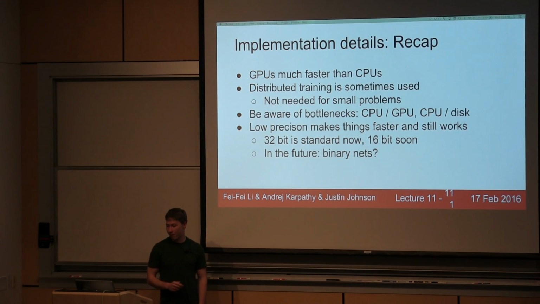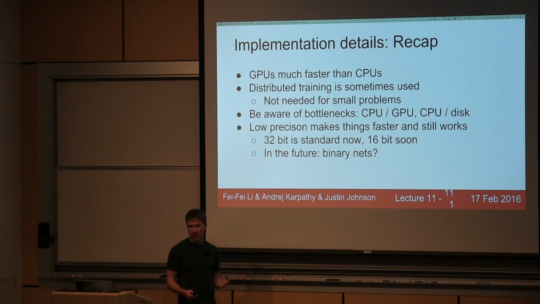So the recap from implementation details is that overall GPUs are much, much faster than CPUs. Sometimes people use distributed training. Distributing over multiple GPUs in one system is pretty common. If you're Google and using TensorFlow, then distributing over multiple nodes is maybe more common. Be aware of different kinds of bottlenecks between the CPU and the GPU, between the GPU and the disk, and between the GPU memory. And also pay attention to floating point precision. It might not be the most glamorous thing, but I think it makes huge differences in practice. And maybe binary nets will be the next big thing. That'd be pretty exciting.